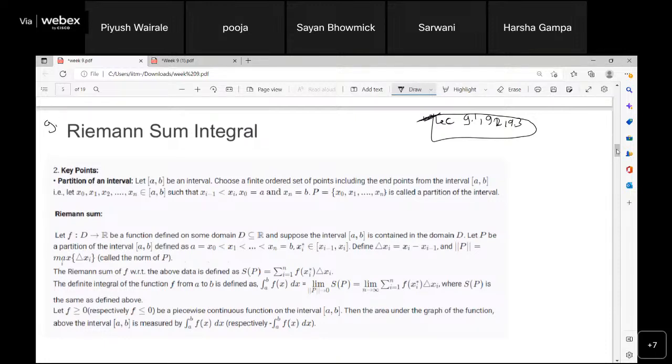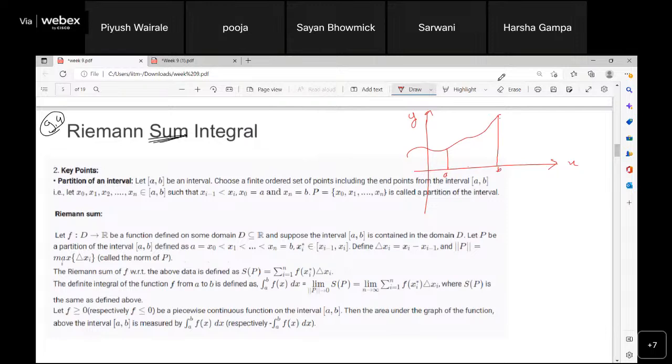Now, in lecture 9.4, we are discussing the Riemann sum integral. So what is this Riemann sum integral? Let's see. This is my x-axis, this is my y-axis, and this is my graph. Say I take this interval A and B, and now I need to find the area under this curve from A to B.